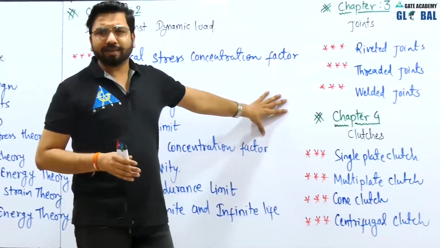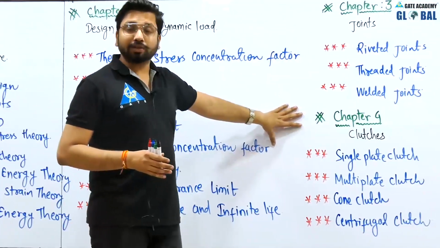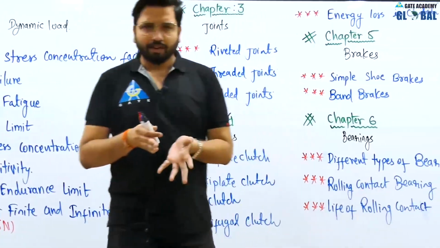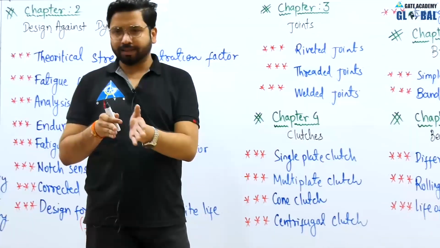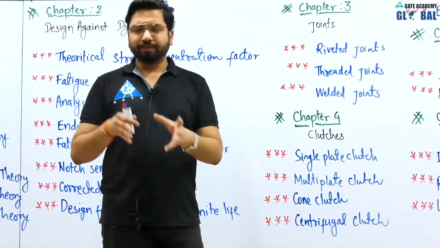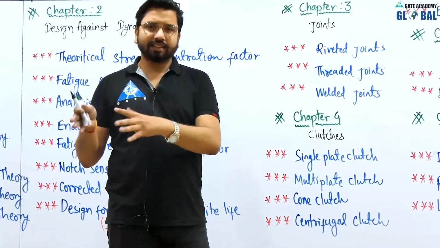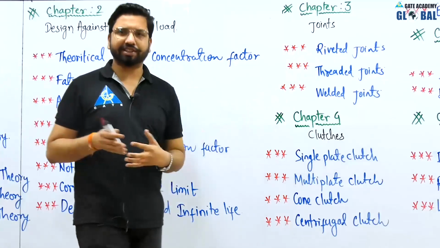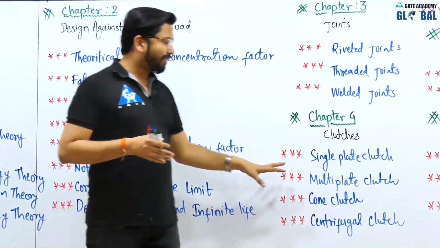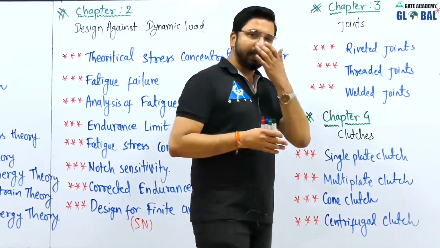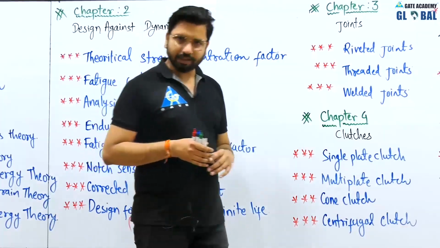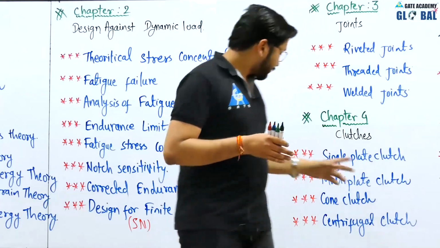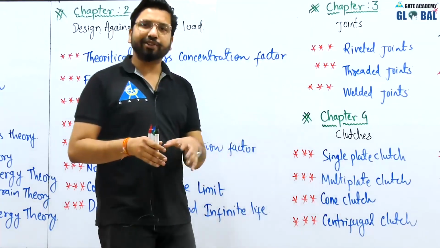After completion of chapter number 3, we will move on to chapter number 4, that is clutches. Clutches is a very formula-based chapter. You must understand there are majorly two categories of clutches: radial clutches and axial clutches. I will be telling you the various classifications of clutches. We will deal with the single plate clutch, multi plate clutch, cone clutch and centrifugal clutch. Here we will have two theories to analyze these clutches: the uniform pressure theory and the uniform wear theory.